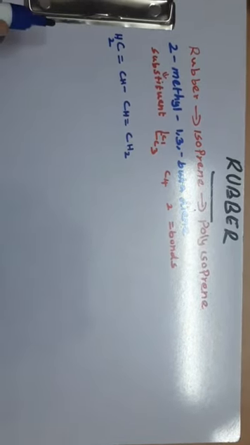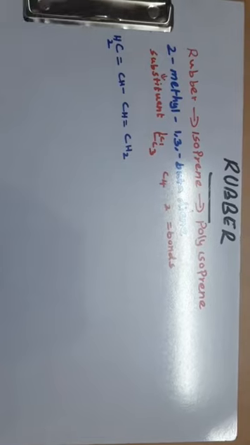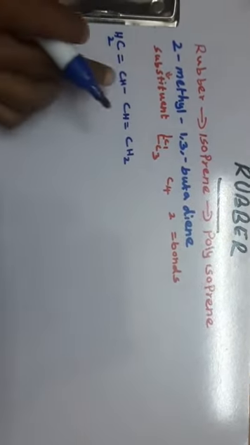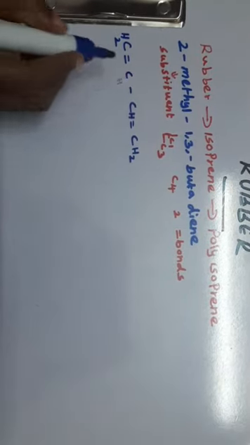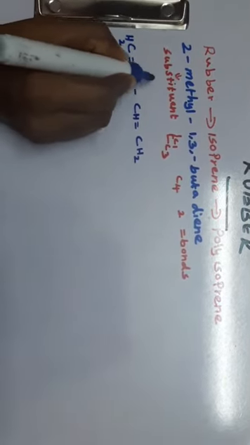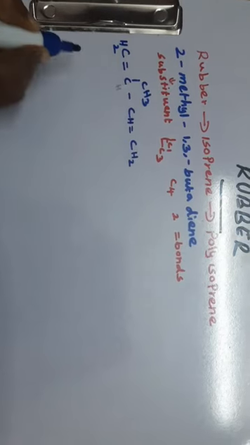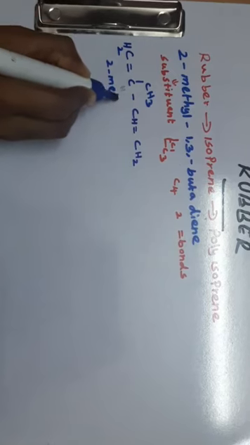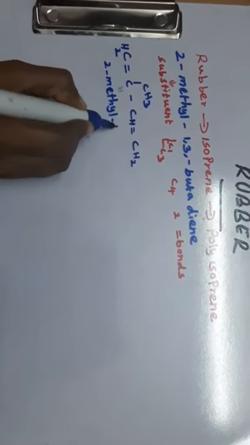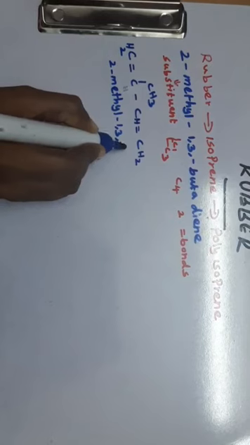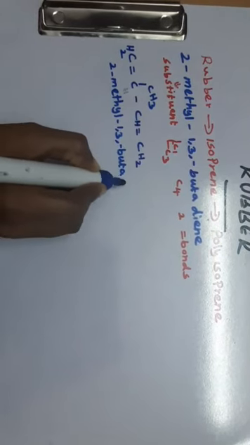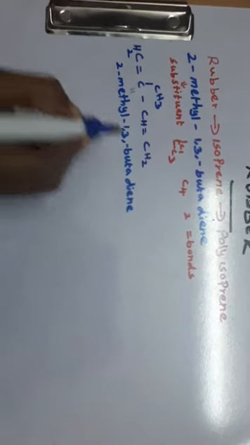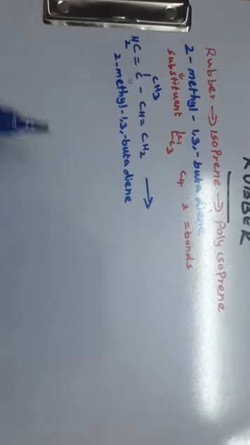Okay. So this is 1,3-butadiene, but here you see a 2-methyl group. So at the second carbon atom, instead of this hydrogen, we can write a methyl group. Okay. This is called 2-methyl-1,3-butadiene. So this 1,3-butadiene undergoes polymerization reactions.